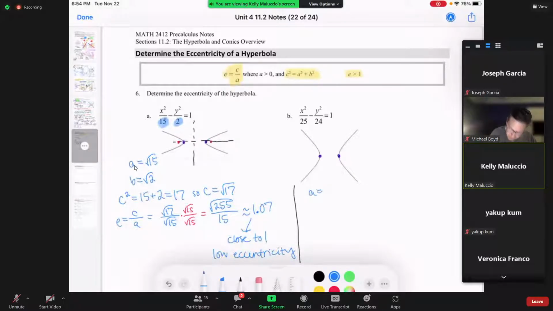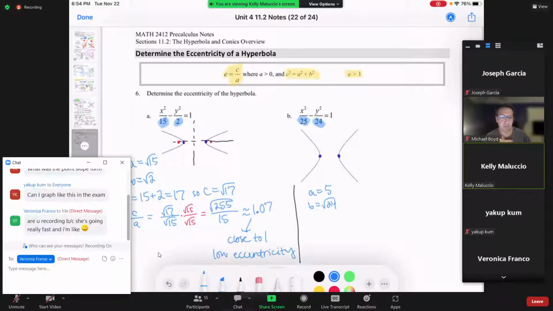So again, it's still a squared and b squared, right? Doesn't matter which is which. That's the order. So a is 5, b is square root of 24. And notice how in this case, a and b are actually really close, whereas in the other case, a and b were not close in number, or a squared and b squared were not close.